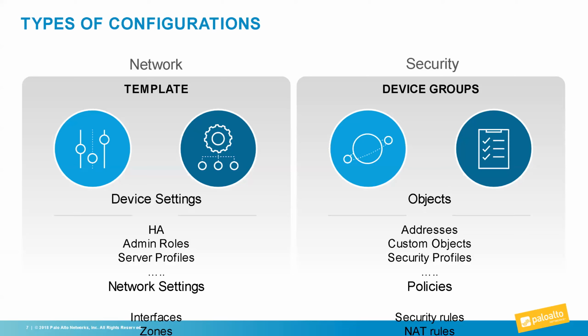As far as templates go, we're looking at the network tab and the device tab of the firewall. Now, not everything under the device tab of the firewall is configurable from Panorama, but the majority of it is. The things that are important are. And we're going to talk about how you might use these two items to manage your environment.